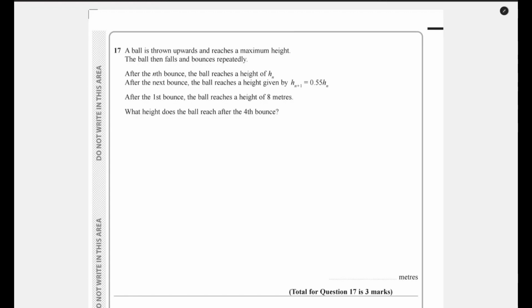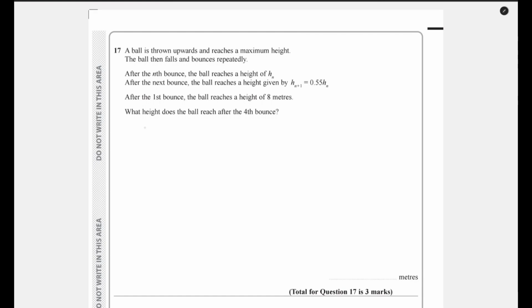Question 17 says, a ball is thrown upwards and reaches a maximum height. The ball then falls down and bounces repeatedly. After the nth bounce, the ball reaches a height of h n. After the next bounce, the ball reaches a height given by h n plus 1 is equal to 0.55 h n. After the first bounce, the ball reaches a height of 8 meters. What height does the ball reach after the fourth bounce?